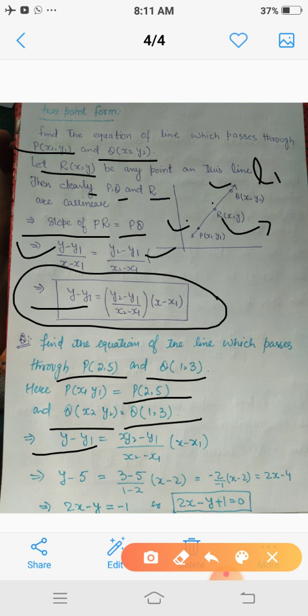So when we substitute we simply get 2x minus y equals minus 1, or 2x minus y plus 1 equals 0. So this is the required equation of the straight line which passes through the points P of 2 5 and Q of 1 3.